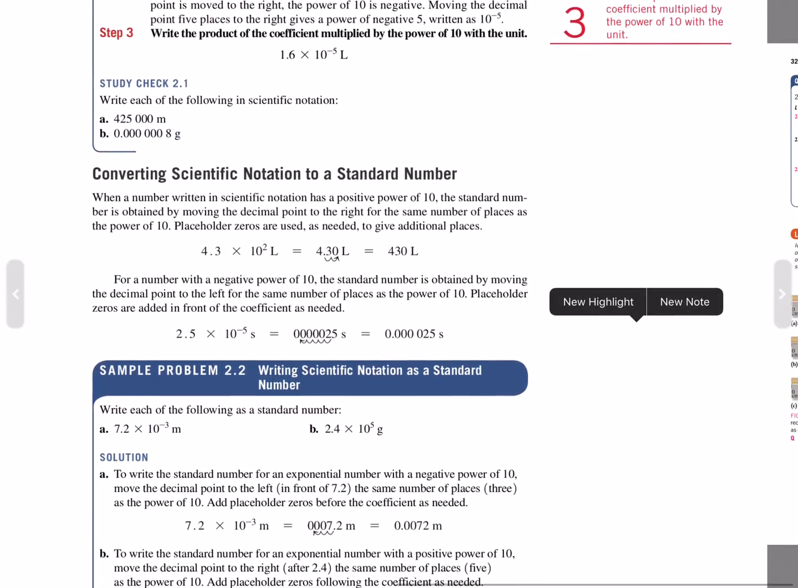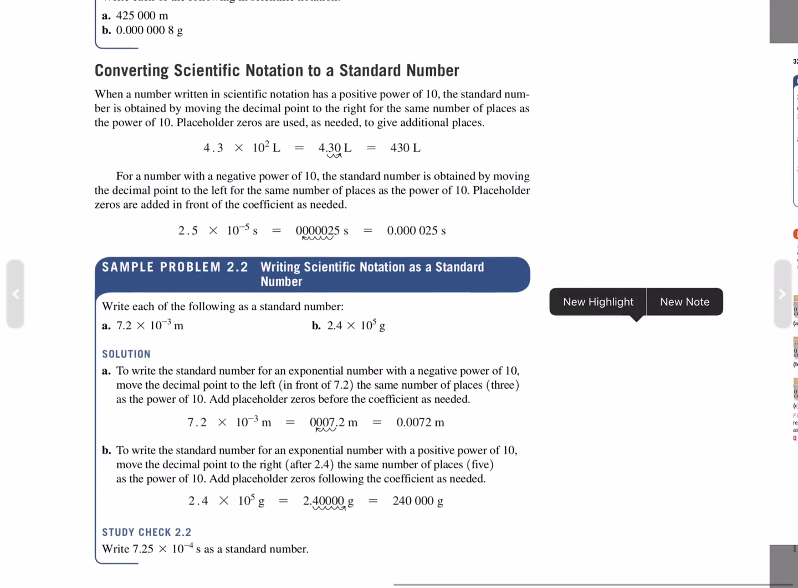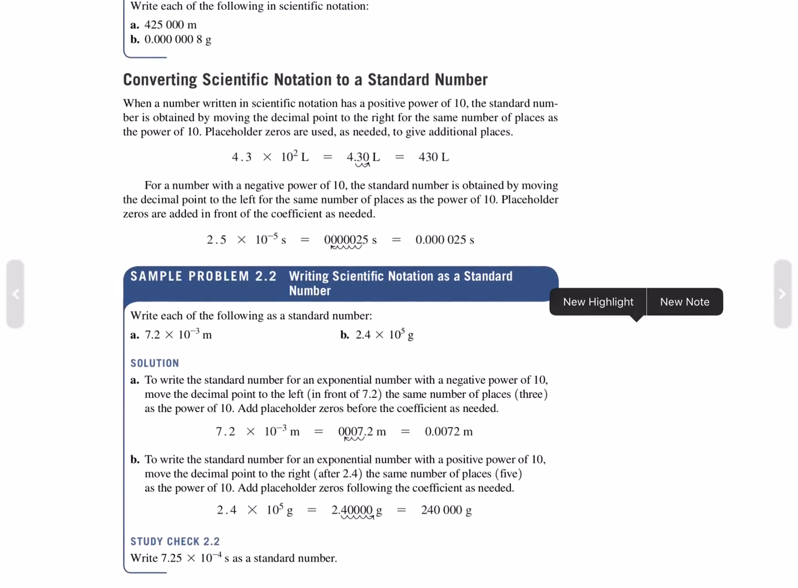Converting scientific notation to a standard number. When a number written in scientific notation has a positive power of 10, the standard number is obtained by moving the decimal point to the right the same number of places as the power of 10. Placeholder zeros are used as needed to give additional places. 4.3 times 10 to the 2 liters. The 2 is how many places you move to the right, since it's a positive power, which means you have to add a 0, and it'll be 430 liters.